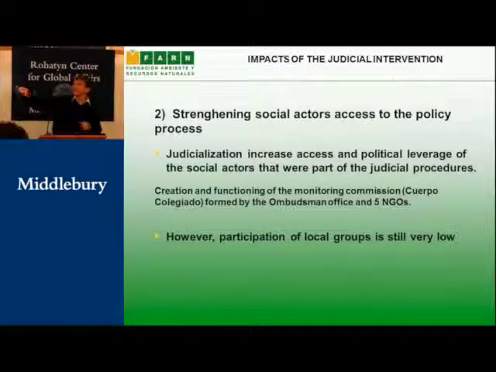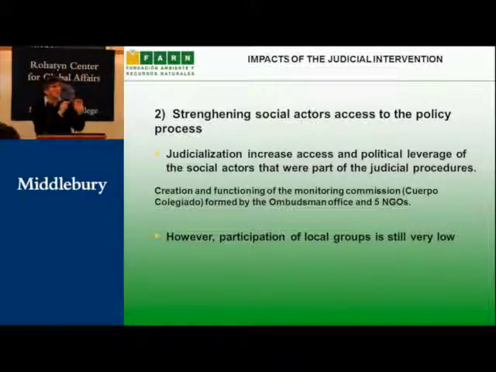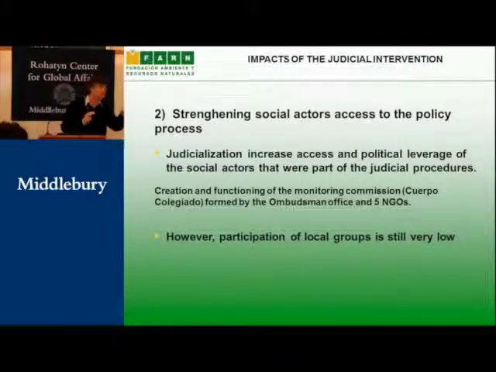And the other strong impact of the judicial intervention is that it strengthens the political leverage of certain social actors to be part of the policy process, okay? And this is interesting. Judicialization increased the access of certain political actors and their political leverage to be part of the policy process, but only of those that were part of the judicial procedures.